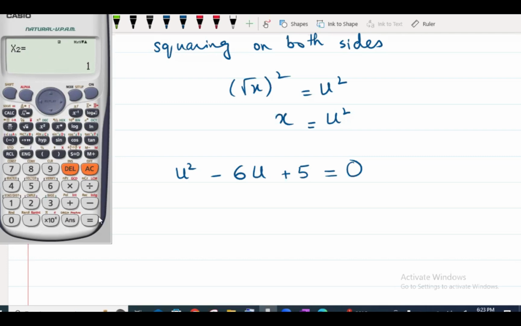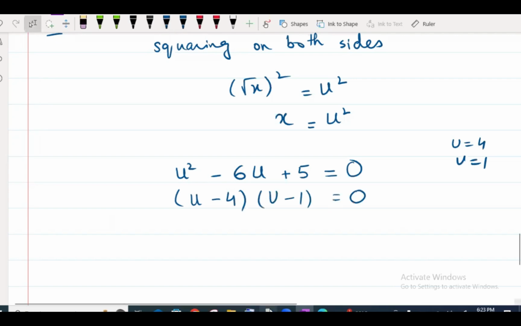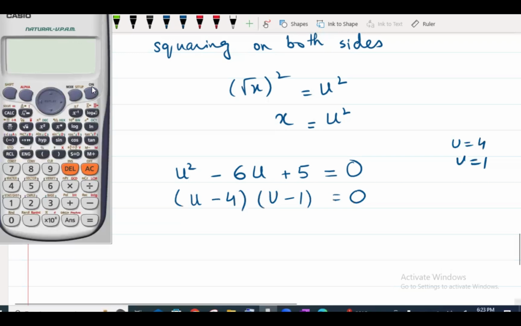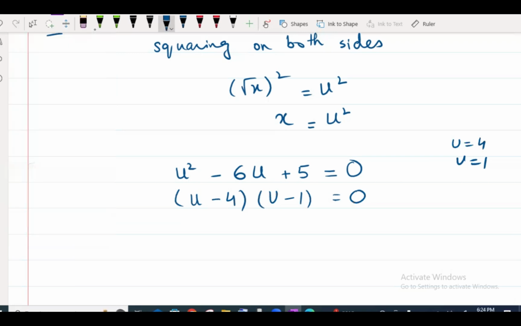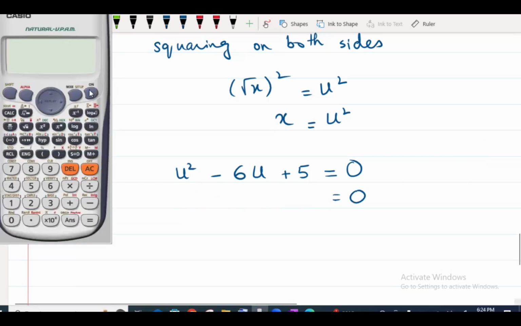So I'm going to write u. u equals to 4 and u equals to 1 means (u minus 4) times (u minus 1) equals to 0. Okay, I'm sorry. Let me check this. I think this was the previous equation. Sorry, this was the previous solution, so don't write this. Clear?